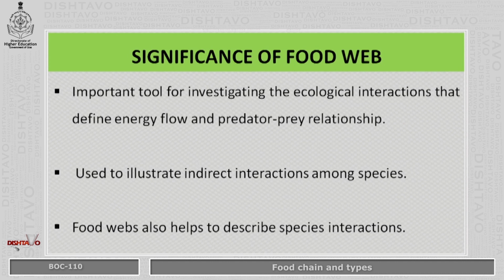Significance of food web. Food web serves as an important tool for investigating the ecological interactions that define energy flow and predator-prey relationship. Food web is used to illustrate indirect interaction among the species. Food web also helps to describe species interaction.